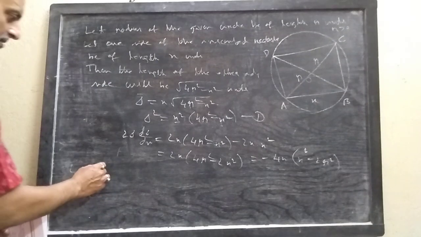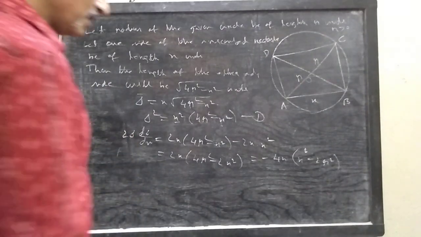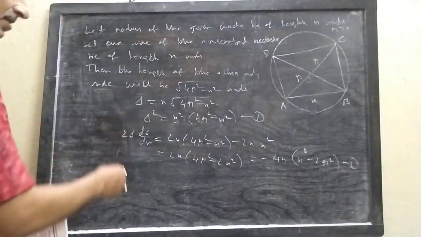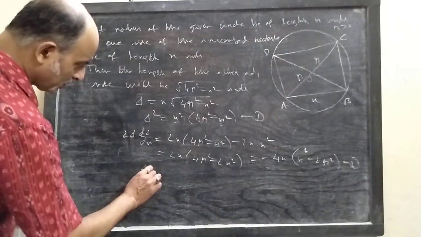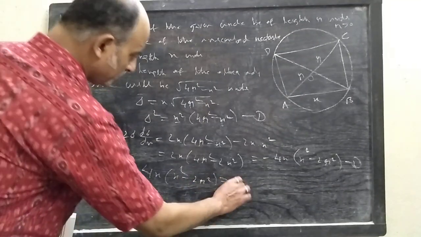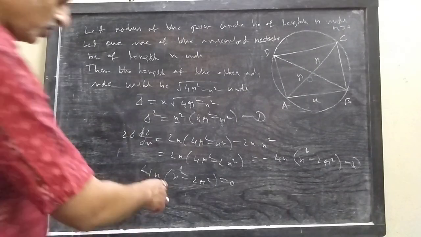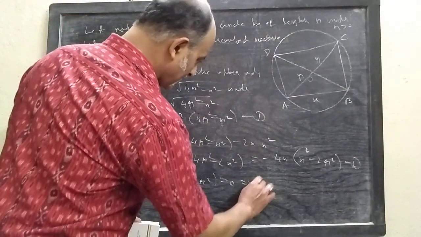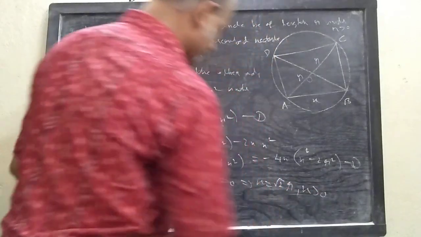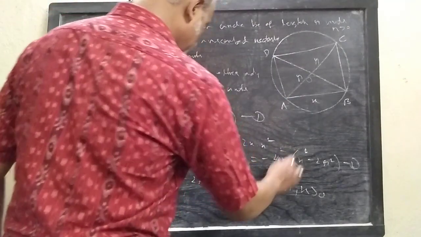Now for delta to be extremum, we must have d delta dx equals 0. Then we get from 2, this vanishes, so you get 4x into x square minus 2R square equals 0. Now x cannot be 0 because the length of a side of a rectangle cannot be 0. So you get x square equals 2R square, and that gives x equals root 2 R because x is positive.